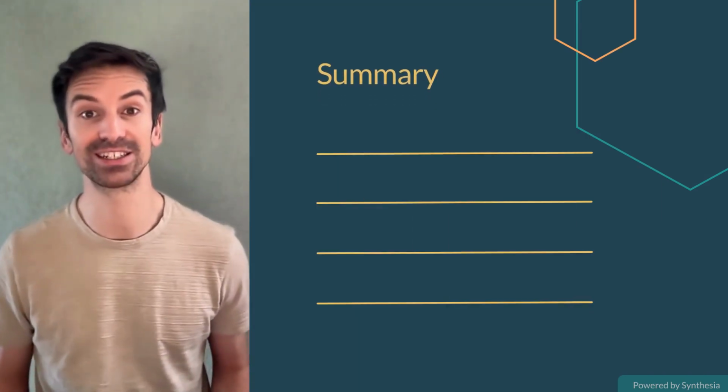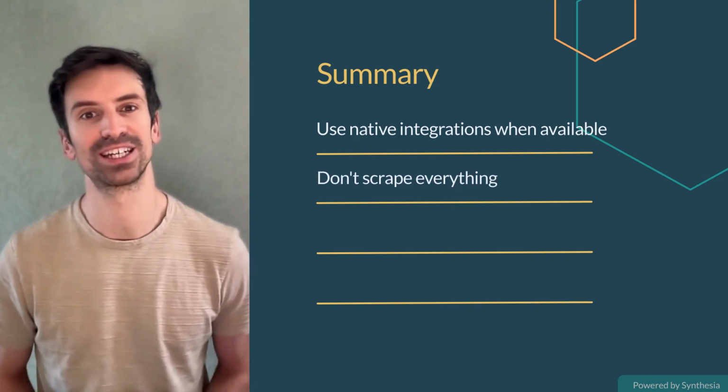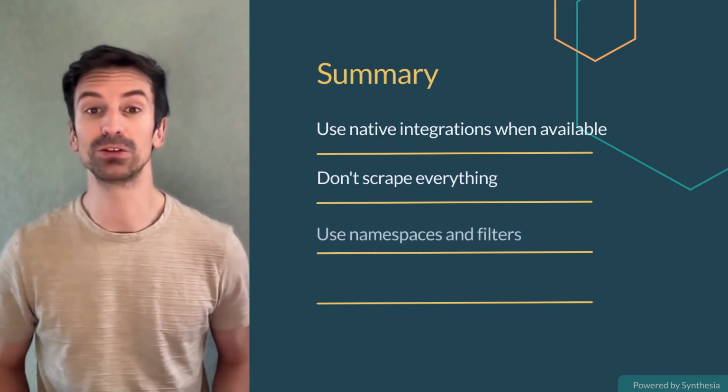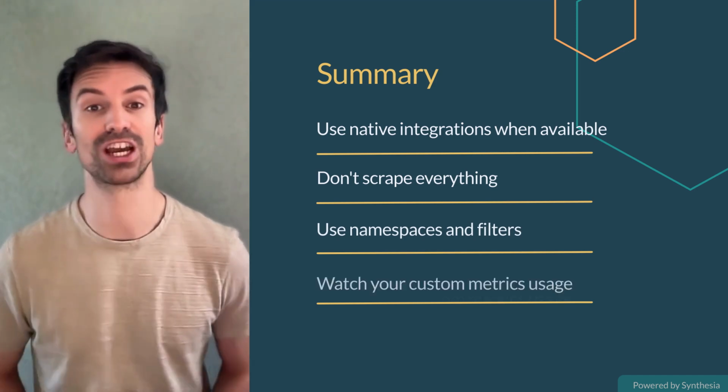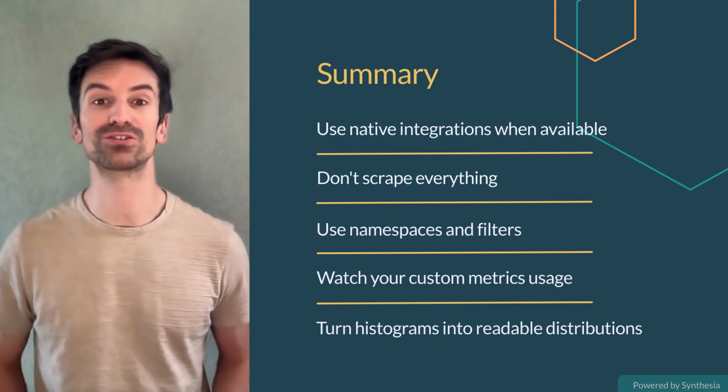Here's the bottom line. Use native integrations when available. Don't scrape everything, allow list smartly. Use namespaces and filters. Watch your custom metrics usage. Let Datadog turn histograms into readable distributions. OpenMetrics is powerful, but you need to be deliberate.